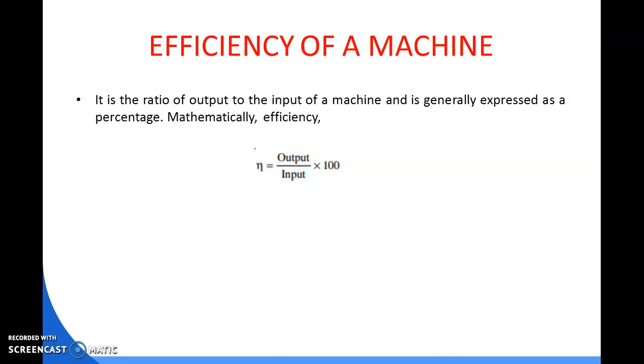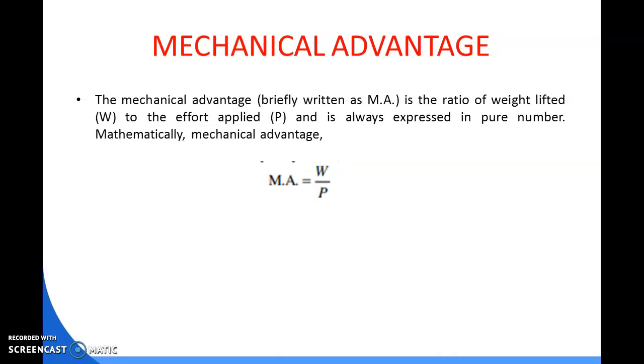Now, efficiency of a machine, which is most important. The efficiency of any kind of machine can be found out by the ratio of output to the input of a machine. Generally, the efficiency of any machine is expressed as a percentage, and it is denoted by mu. So mu is equal to output by input into 100.